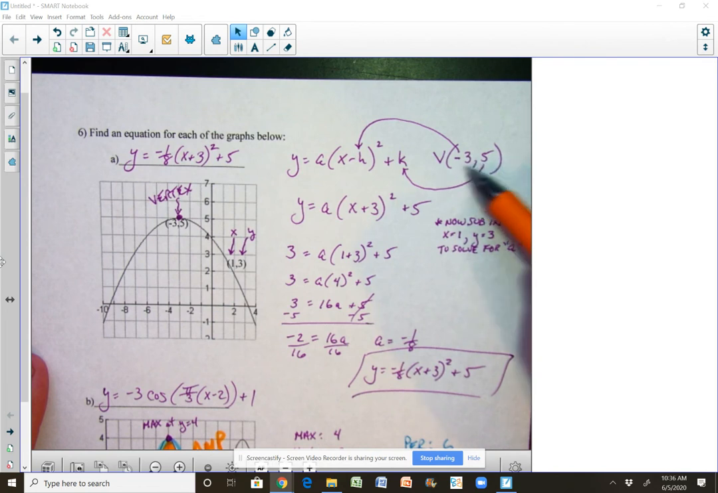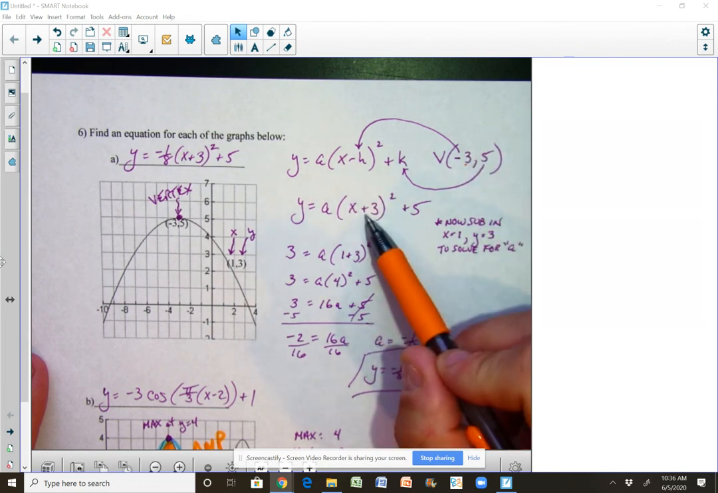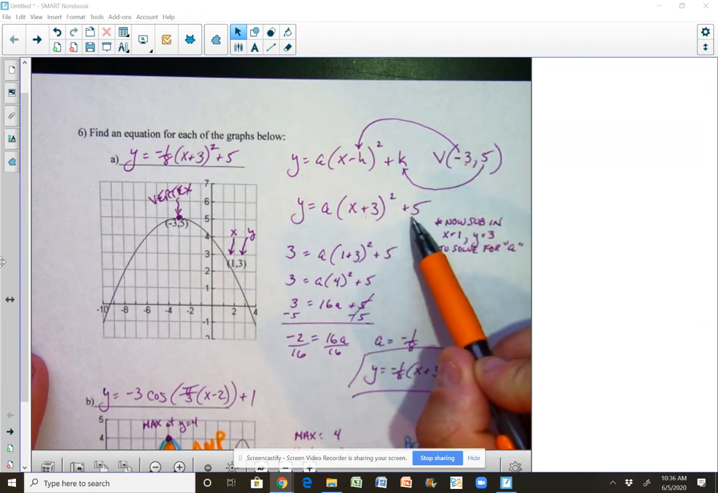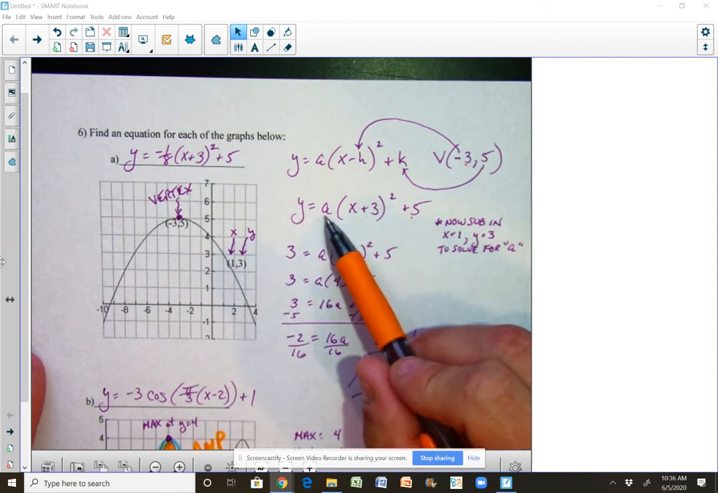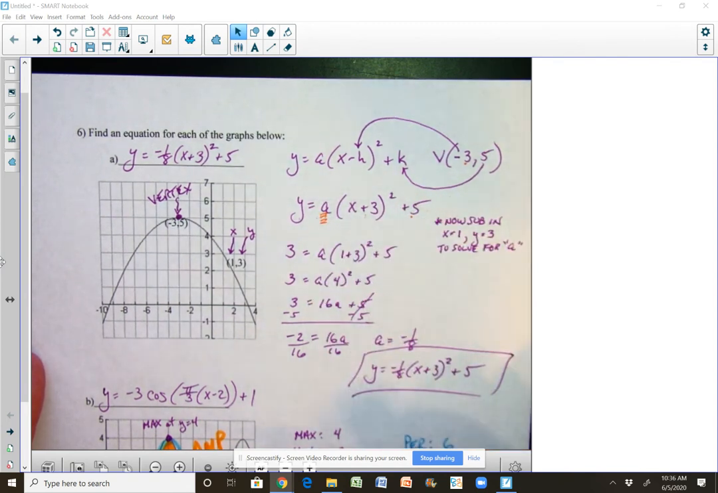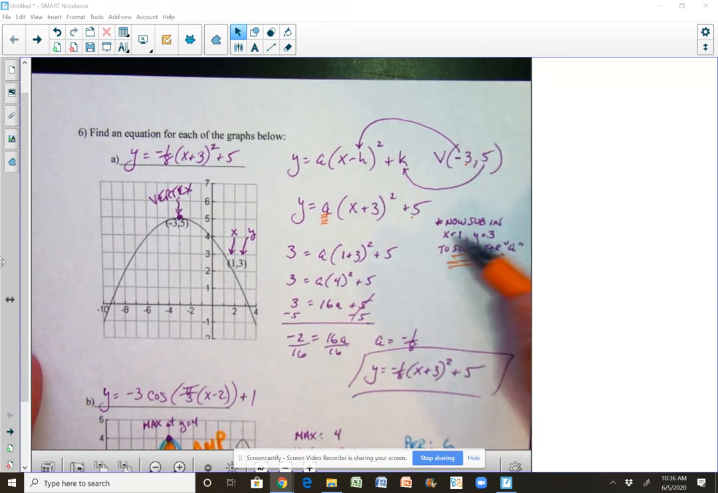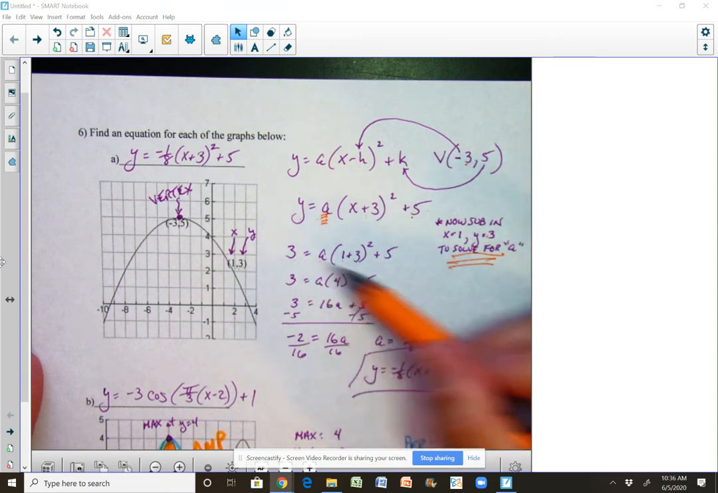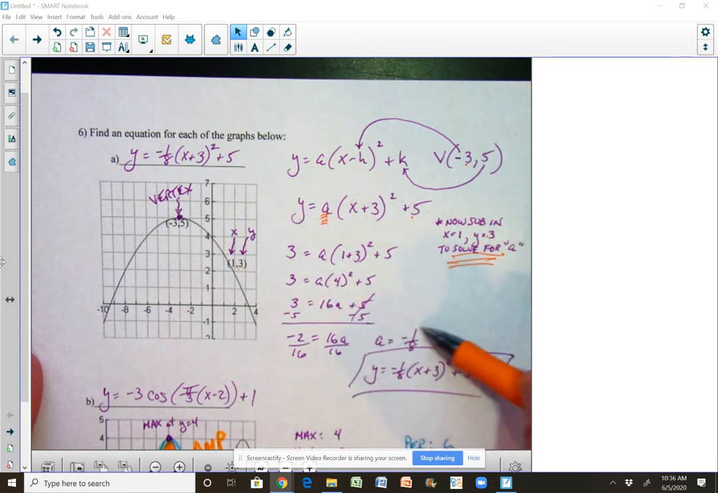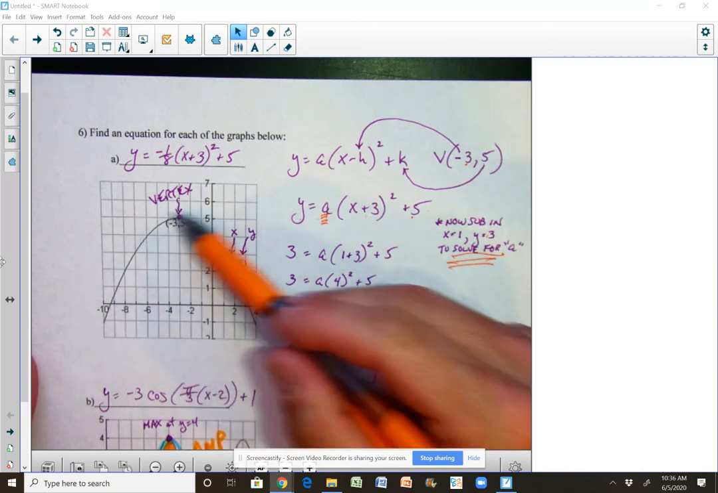We're going to plug that vertex in. Remember, the x-coordinate changes the sign in the factor. The y-coordinate stays the same outside. So we start out with this, and we just have to get that missing a value. So how do we get that a value? This is how we get it. We substitute in any other coordinate, which we're given here, and you substitute in for x and for y, and then we work it out from there. We get our a value. It comes out to be -1/8, which makes sense, again, because it's upside down.